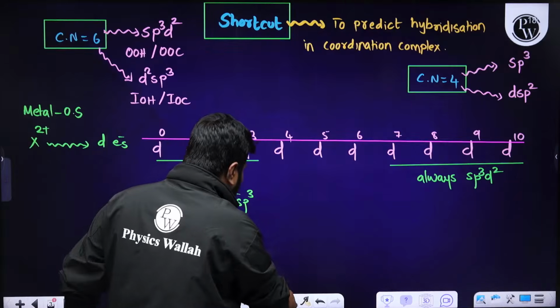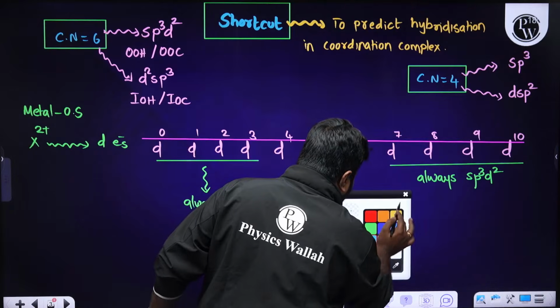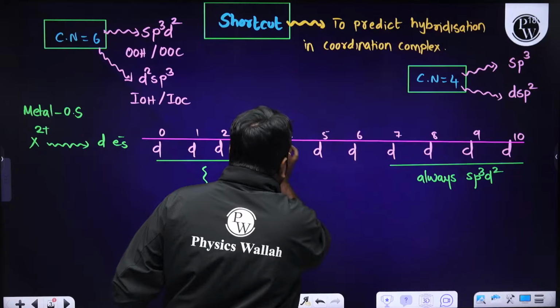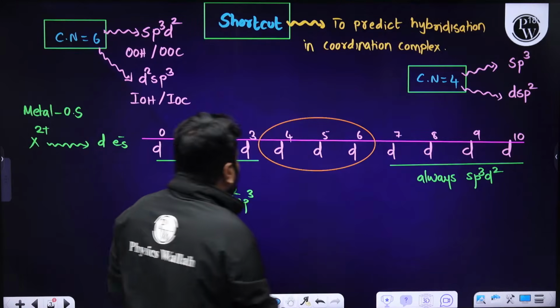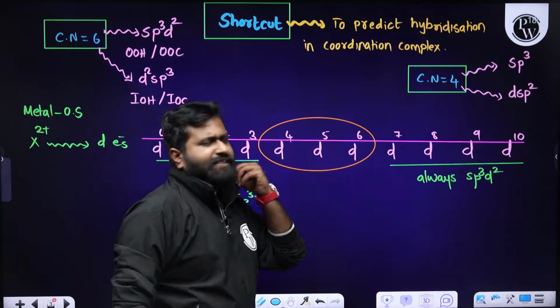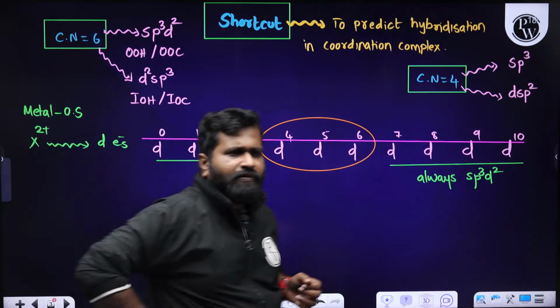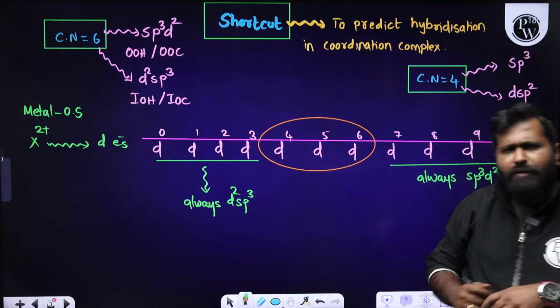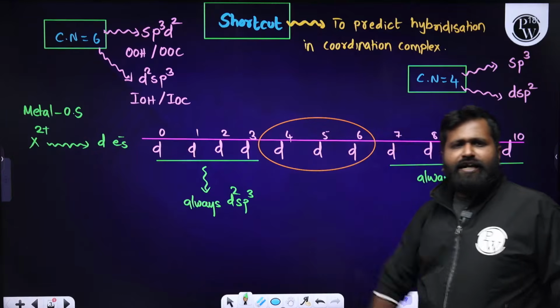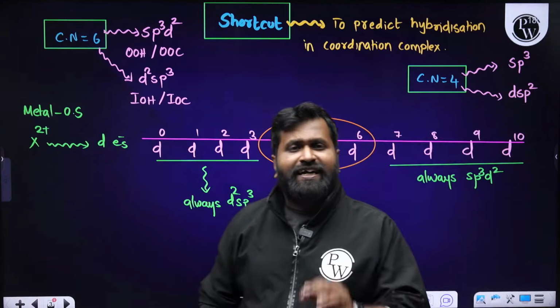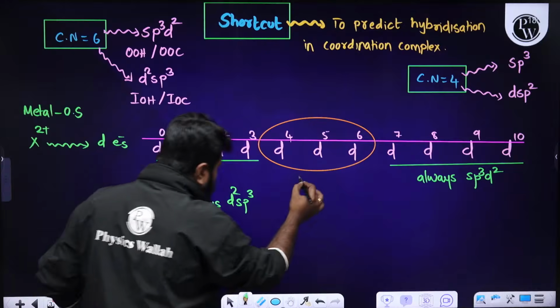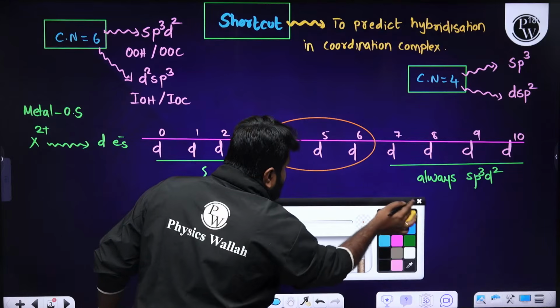Now the question will come, sir. Okay, sir, super. We understood the shortcut, but what about d4, d5, d6 electrons? Whatever you are telling is fine, sir, but what about these three, d4, d5, d6? Then we need to solve with the help of crystal field theory.